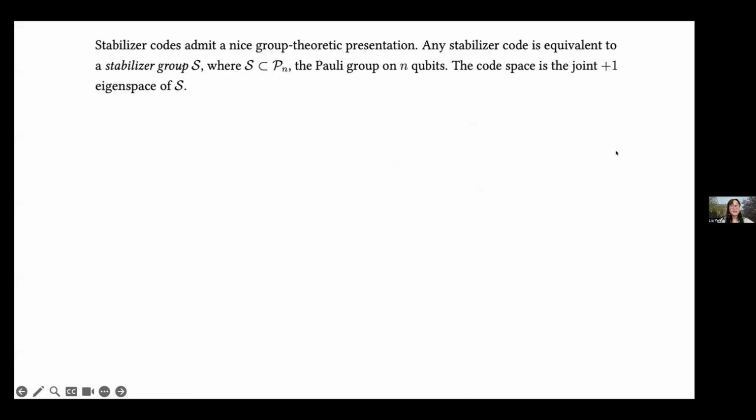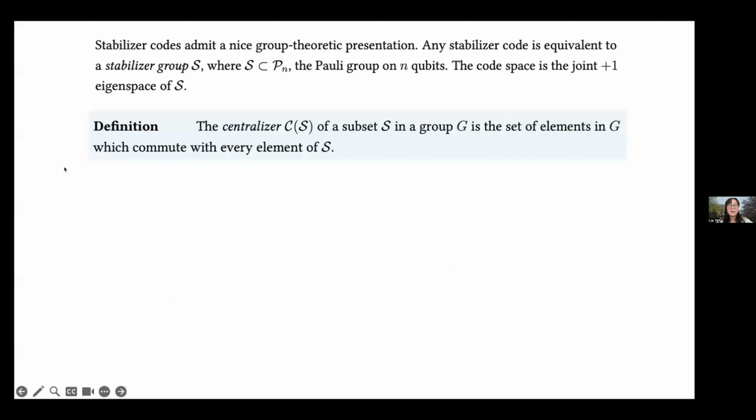Just to bridge, if someone is coming from a more group theoretic presentation of stabilizer codes, then to match on terminology, for stabilizer codes, this code space is equivalent to a stabilizer group. Let's call it curly S. We will never use curly S again in this talk, but this is a subgroup of the n qubit Pauli group. And conventionally, you take the code space to be the joint plus one eigenspace.